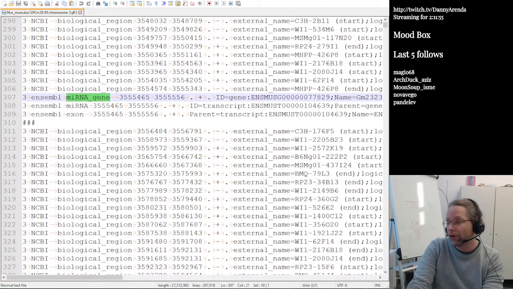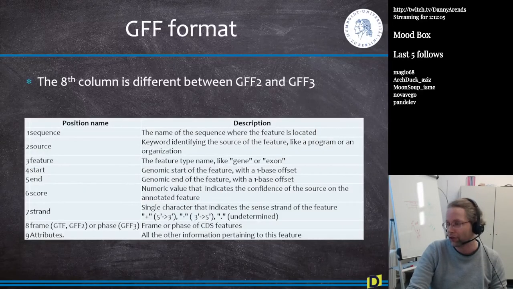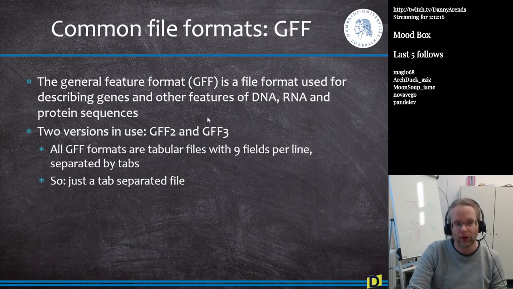And you can download these from Ensembl as well. If you want to know, for example, which genes are located on chromosome 3 of humans, you just go to Ensembl, and there you can download your GFF file with all of the annotation. So this is the standard way in bioinformatics to store sequence annotation: General Feature Format.